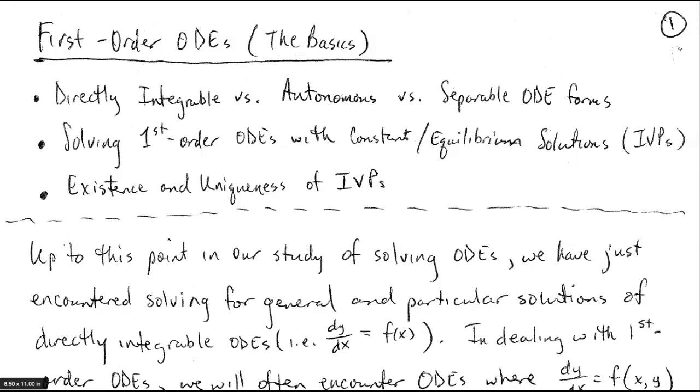And we also want to make note of the existence and uniqueness properties of initial value problems for first order ODEs as well. And so we'll see these existence and uniqueness properties change, but yet be similar whenever we study higher order ODEs as well.